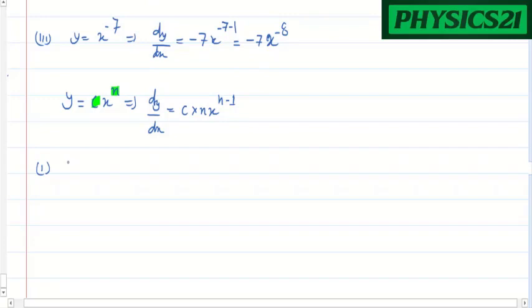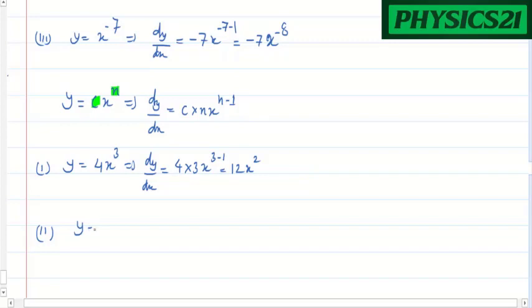First problem, we have to differentiate 4x raised to 3. Its derivative, dy divided by dx, is written as 4 multiplied by 3 x raised to 3 minus 1. As we solve, we get 12 x raised to 2. So simple.